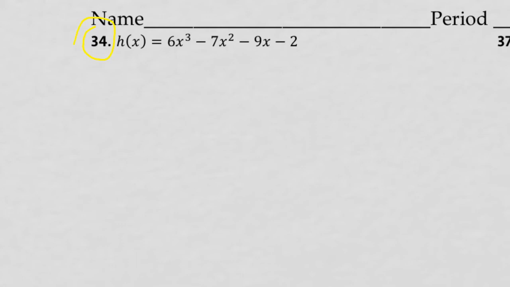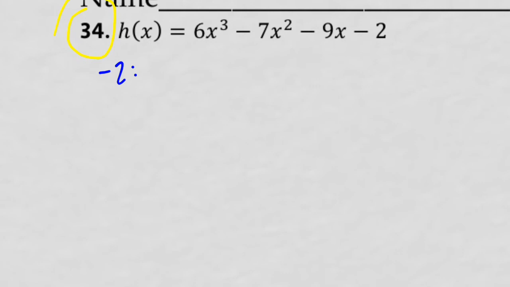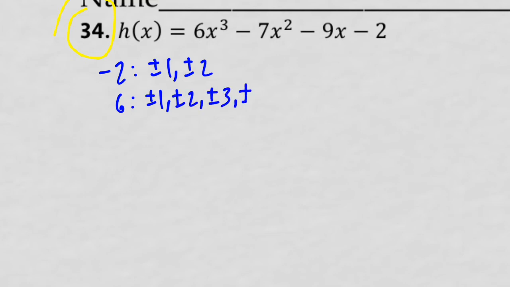6x cubed minus 7x squared minus 9x minus 2. Same thing. What you do is you start with the constant, negative 2, and you list all of its factors. Pretty easy. It's just plus or minus 1 and plus or minus 2. Then you take the leading coefficient, which is 6, and you list all of its factors: plus or minus 1, plus or minus 2, plus or minus 3, and plus or minus 6. And then you come up with all the different combinations, where it's always the factors of this one over the factors of this one.